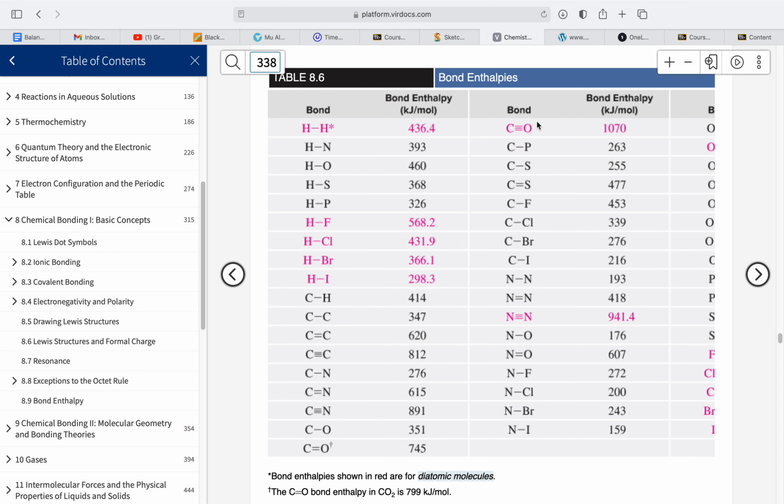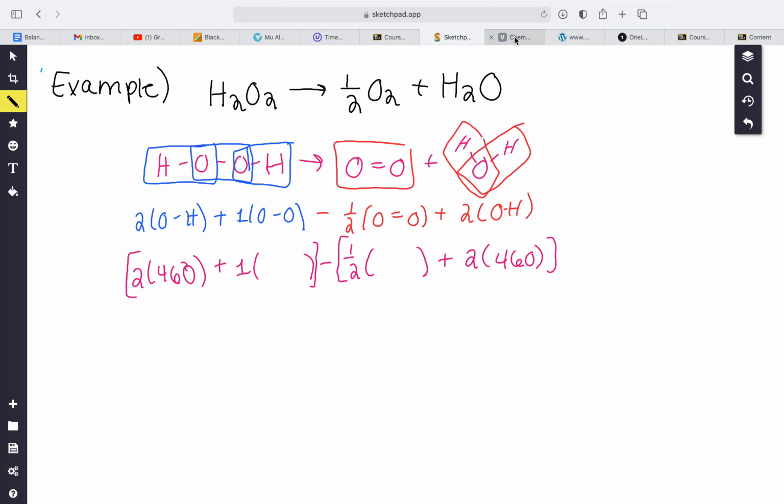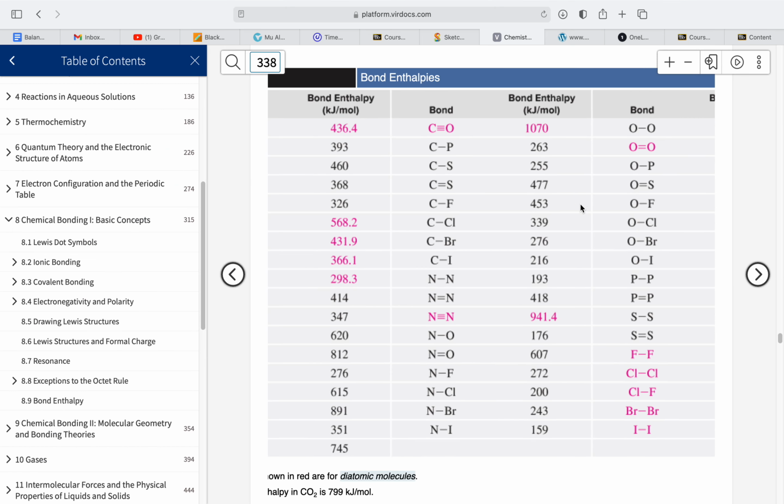Alright, OH, 460. So we're going to have 2 times 460 plus 1, I'm going to leave a little space there, and then 1/2, I'll leave another little space there, plus 2 of that same 460. I'm also going to add in here that these are together, and we're subtracting like that, right? Because we have to do the sum of those, and then subtract that from the sum of these.